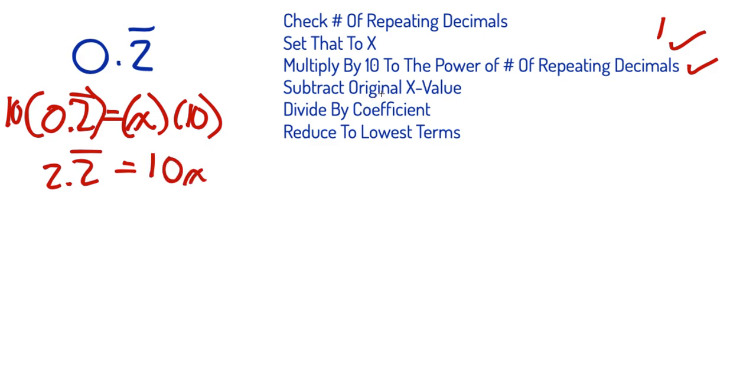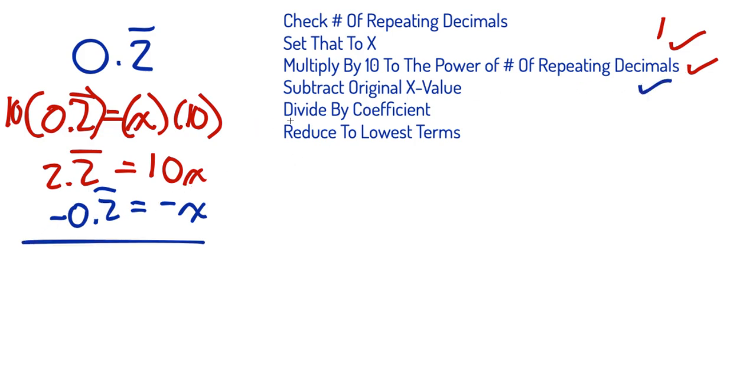Next step, subtract the original x value. Oh, that sounds a little funky. I'm going to do that in blue. That's going to be minus 0.2 repeating. And on the right-hand side, I'm going to subtract the x value, because on the left, I'm going to do the numbers, and on the right, I'm going to do the x's. Okay, I did that. I subtracted the original x value.